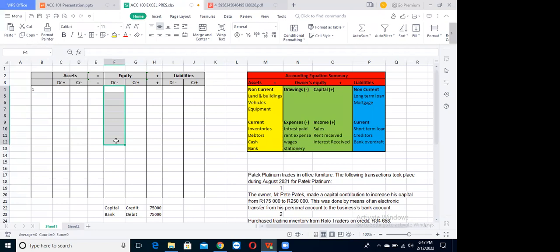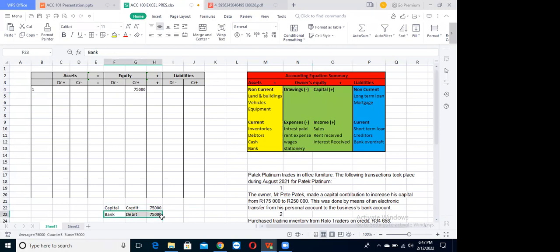And we were told by this transaction that we increased our capital by 75,000 rand. And if we increase, it means that it goes to where the positive sign is. The positive sign is on the credit, under equity. So we are going to increase our equity by 75,000 rand. So we have recorded the capital account, and then we go to the bank account.